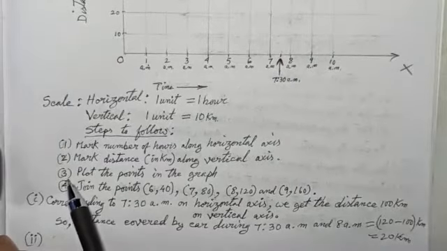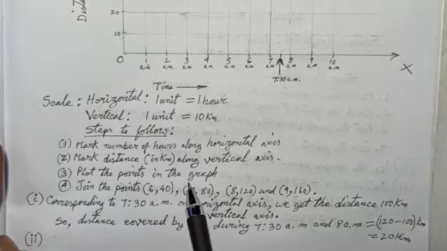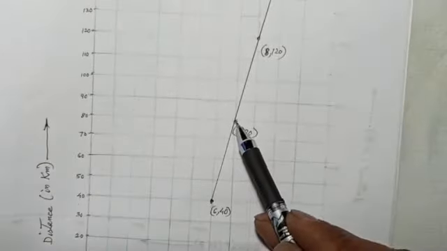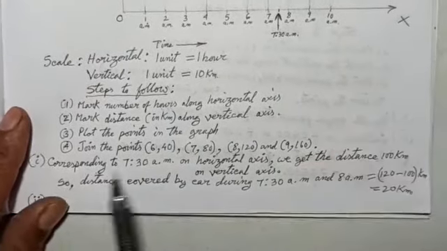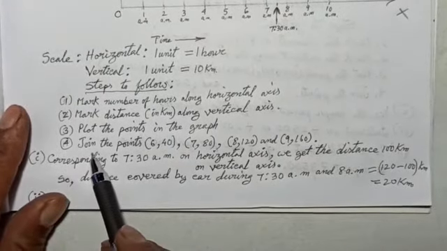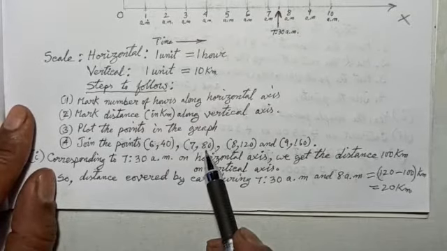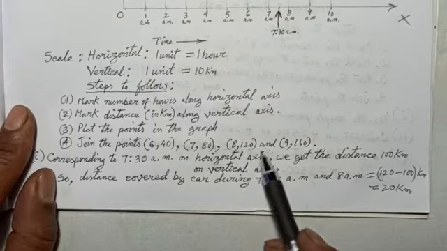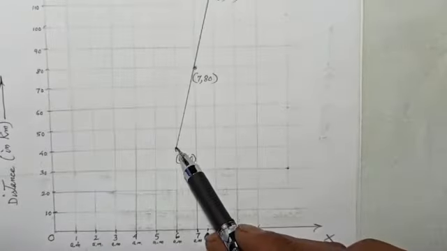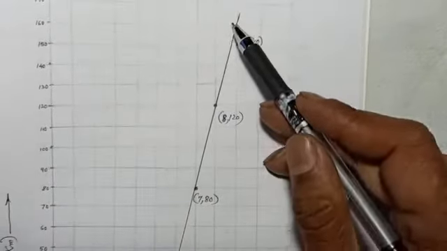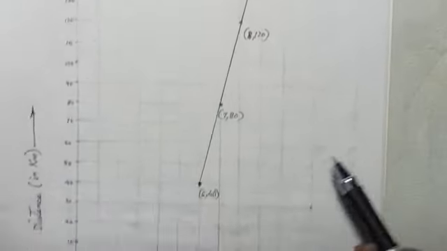Number 3, plot the points in the graph. Now the points are plotted. This point and this point and this point and this point are plotted. Then step number 4, join the points 6, 40, 7, 80, 8, 120, 9, 160. This point and this point and this point and this point are joined. These points are joining.